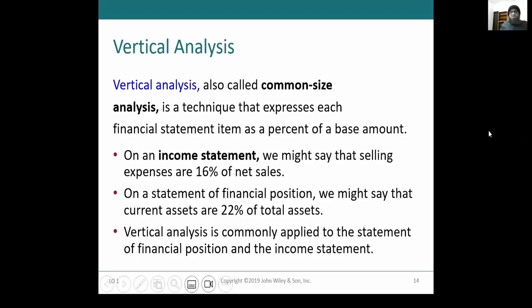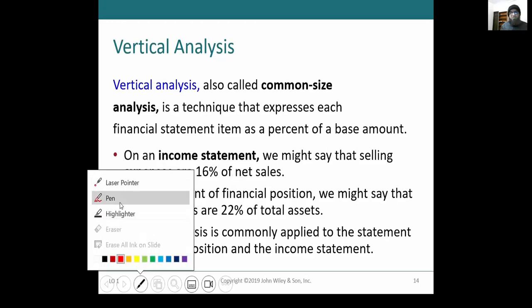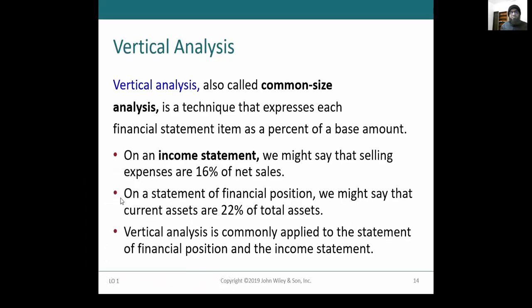So on an income statement, what we do is we keep net sales as 100, right? So you can see over here that we keep net sales as 100%, and then all the other items are actually calculated as a percentage of this net sales. So we know net sales minus all expenses becomes the net profit. So it means all expenses plus net profit is equal to net sales.